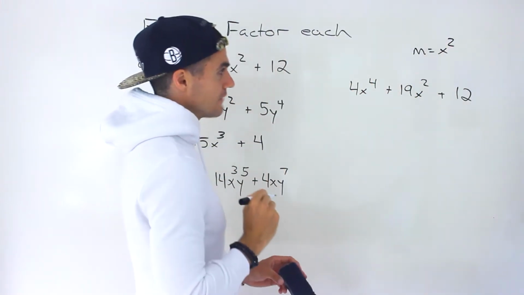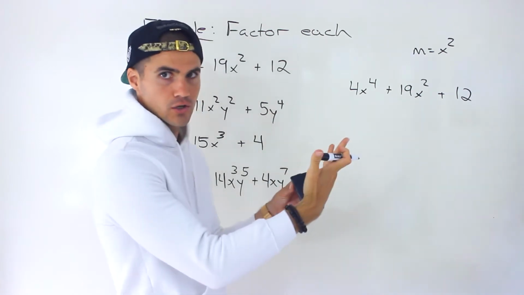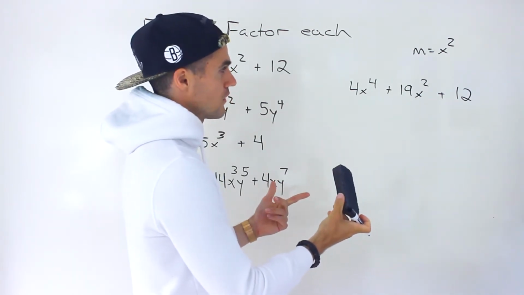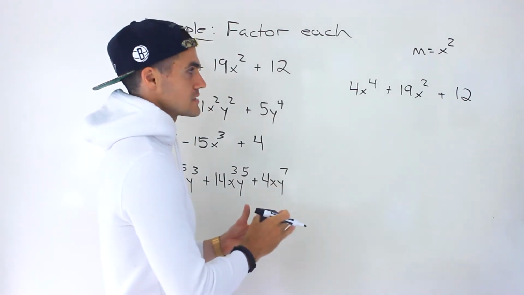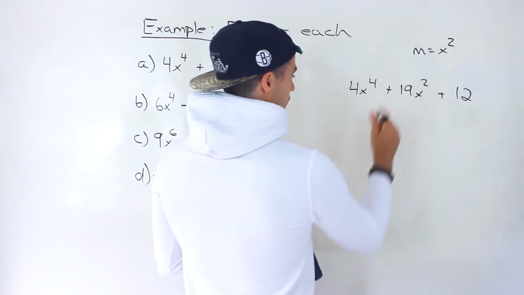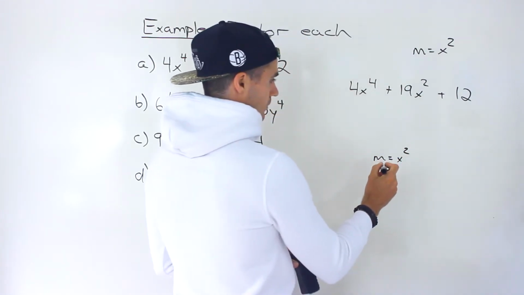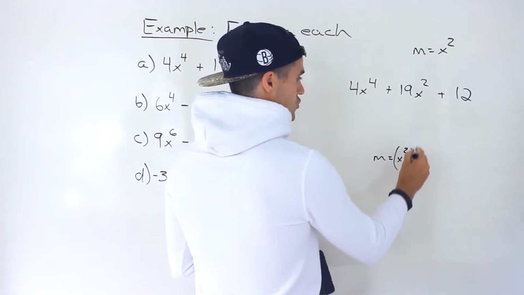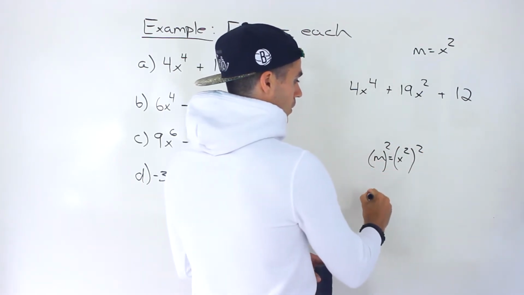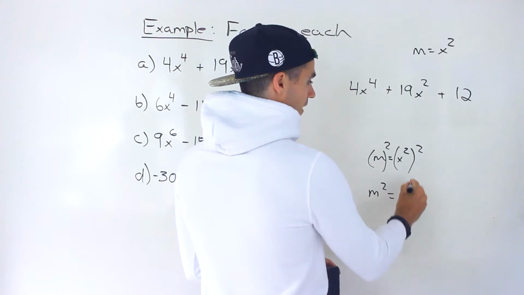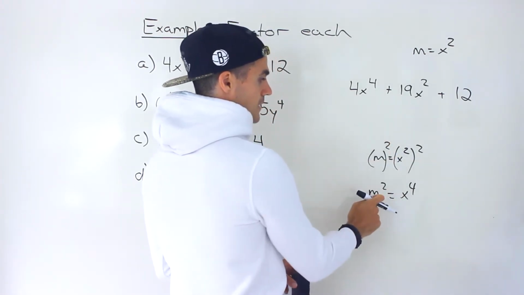Now you don't necessarily have to do it this way. I'll actually show you at the end of this another way you can go about it where you don't introduce a new variable. But personally, I like to because I feel like it just simplifies things a little bit. Now, if m is equal to x squared, then if we square both sides, what we do to one side, we've got to do to the other, we'll have m squared is equal to x to the 4, right? 2 times 2 is 4.